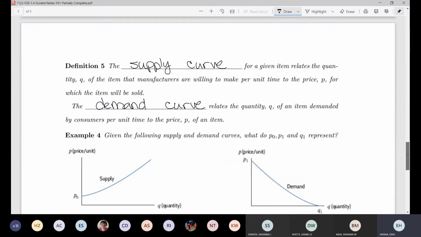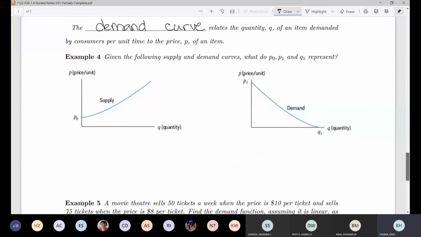So let's look at these two little, we have a supply curve and a demand curve. And I want to know what the interpretations of this P naught, P sub 1, and Q sub 1 are. So here we got it. So let's make sure, doesn't price go up as demand goes down? Price go up. That's usually what happens. Wait, no, aren't you right? Demand usually goes down as price goes up.